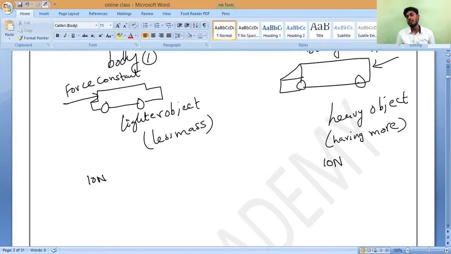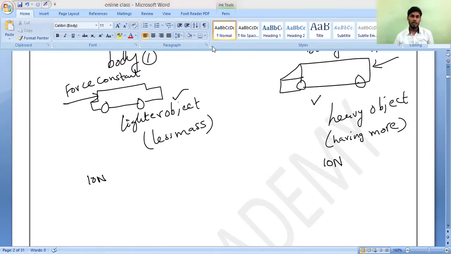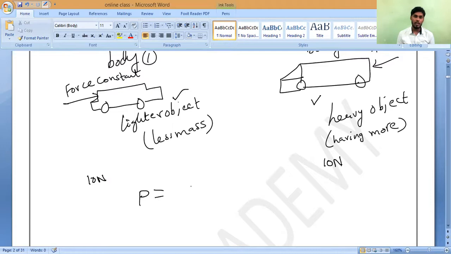So which one can I easily move? Car or lorry? The car. Why? Because it has less mass. If you observe carefully, as we have studied, momentum P is equal to M into V. Here the mass is less, but because of less mass, it will gain more velocity. Is it yes or no? Yes, sir.